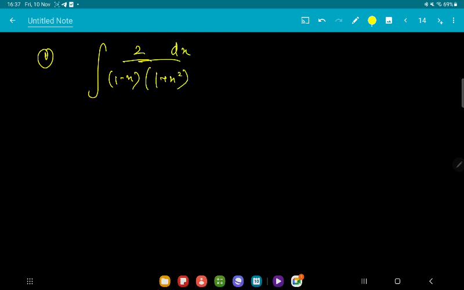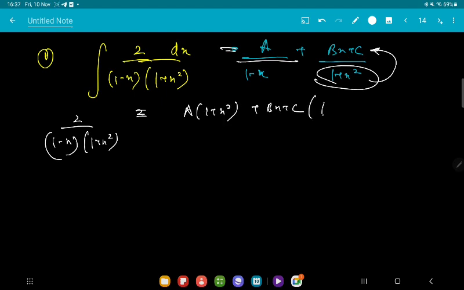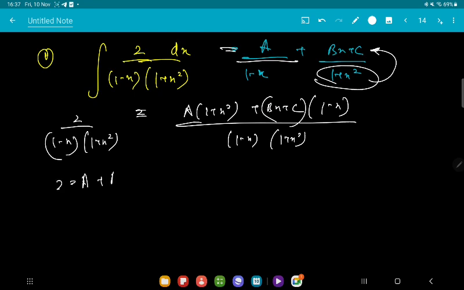The integral of 2 over (1 minus x)(1 plus x²) dx. How will you resolve this? Consider putting A over (1 minus x) plus (Bx plus C) over (1 plus x²). Okay, this is how it will be, because the differentiation of this will be in terms of x, so Bx plus C. Take the LCM part, using the partial fractions method I am doing.